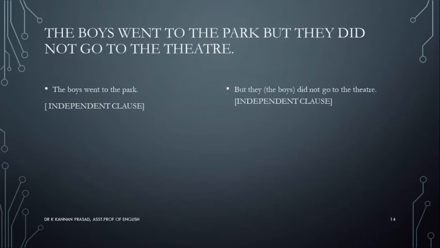The two sentences are: the boys went to the park, but they did not go to the theater. These two sentences are also clauses. They are called clauses. The boys went to the park is clause number 1, but they did not go to the theater is clause number 2. In order to make the two clauses into one big sentence, the conjunction but has been used.